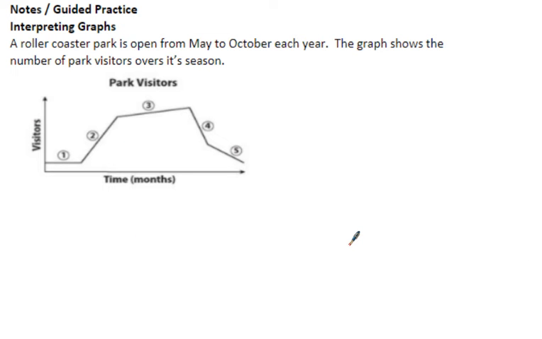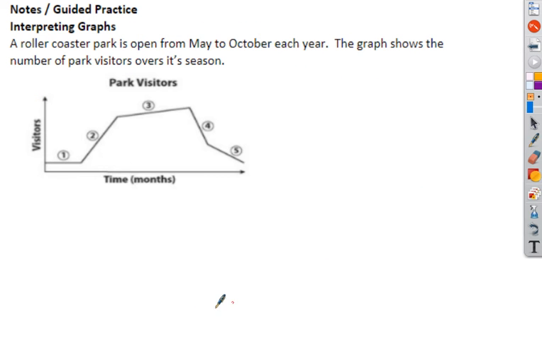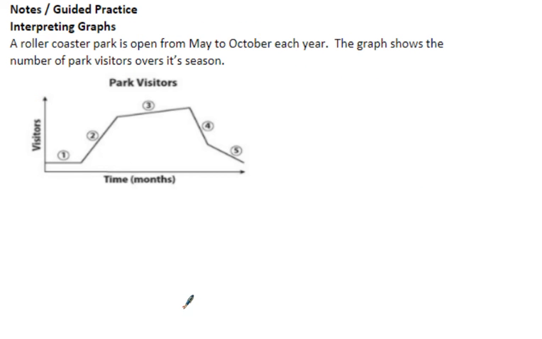So we have this roller coaster park, like Disneyland, Knott's Berry Farm, Six Flags, and it's open May to October each year. And it says the graph shows the number of park visitors over its season. So these are each the sections. So this tells us things about the graph, right?